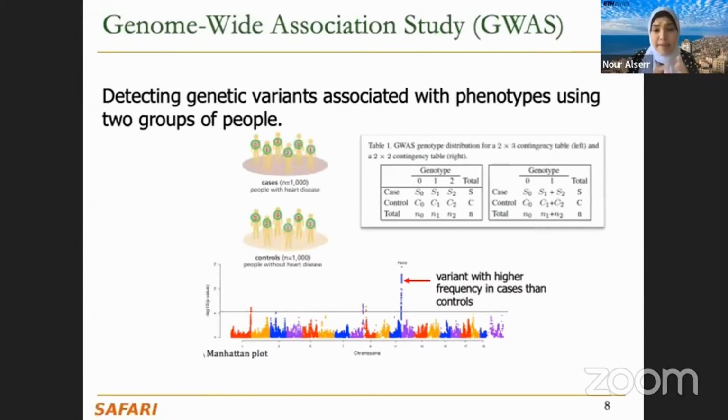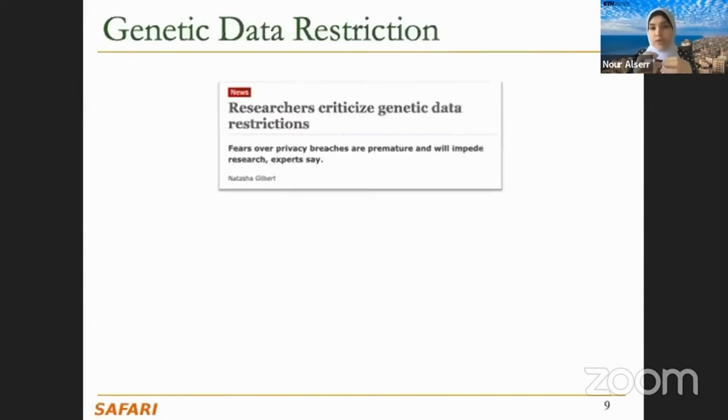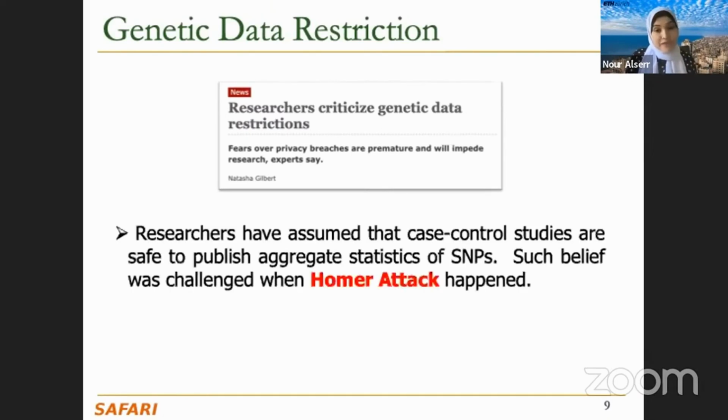So these data sets, again, these studies are considered to be safe, right? We are not showing the genomic record of any participant. We are only showing the statistics. So again, it's considered to be safe until one attack happened, which is called the RowHammer attack.